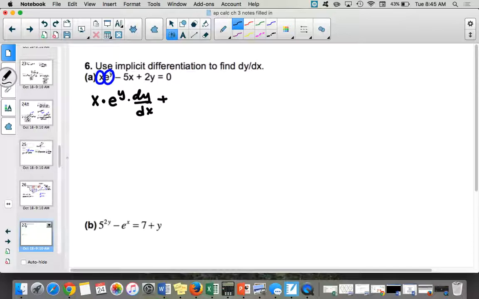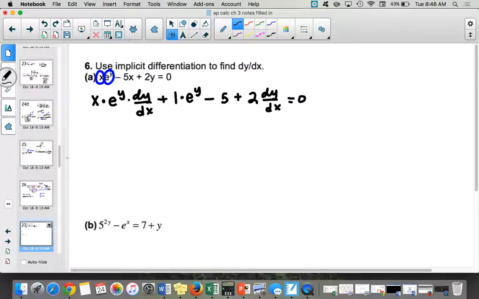Plus derivative of the first, derivative of x is 1, times the second normal, which is just e to the y. So I don't need a dy over dx on that part because I wasn't taking the derivative of the y term there. I was just writing it as it was. So that's the product rule for the first part. Minus the derivative of 5x is 5. The derivative of 2y is 2, but since it's a y term, we do dy over dx, equals 0.